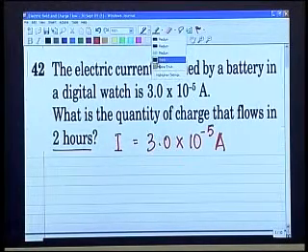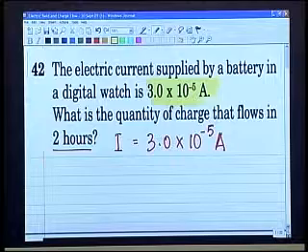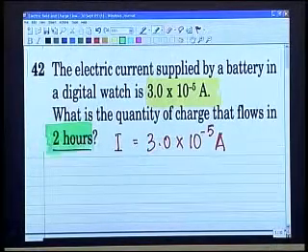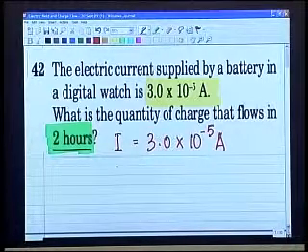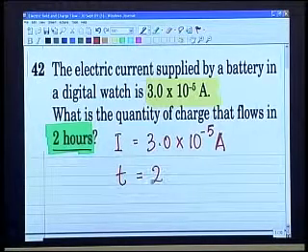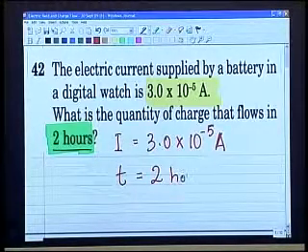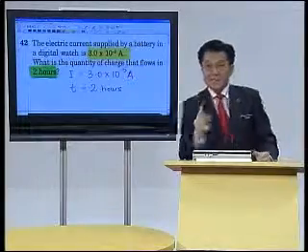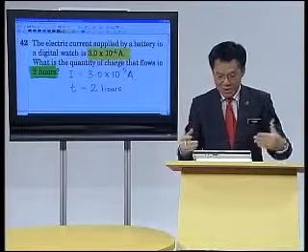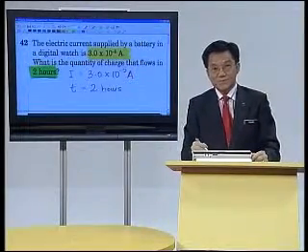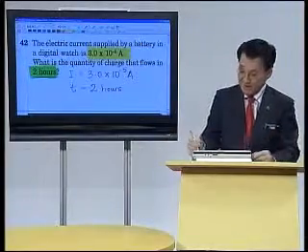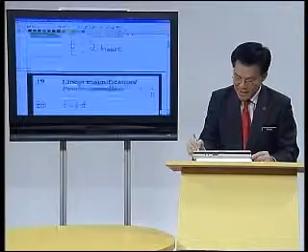All right? The first one is the current. The second one is the time. So, t, small t, the time is given as 2 hours. Now, these are the only two quantities that are given. So, what do I do to calculate the quantity of charge? We need to look at the equations that are given. That is one of the methods. All right, let's take a look at the equation.